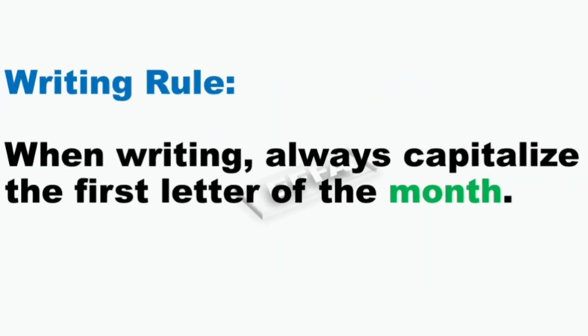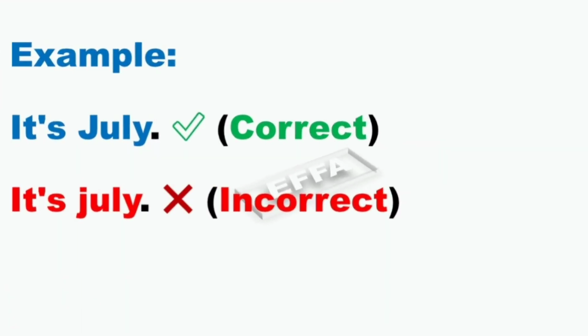Well, now let's talk about writing rule. My friends, when writing, always capitalize the first letter of the month. This is a writing rule in English that must be followed. For example, it is July, that's correct. it is july, incorrect. As we can see in the first sentence, the first letter is capitalized, so it is correct. In the second sentence, the first letter is lowercase, which is incorrect.